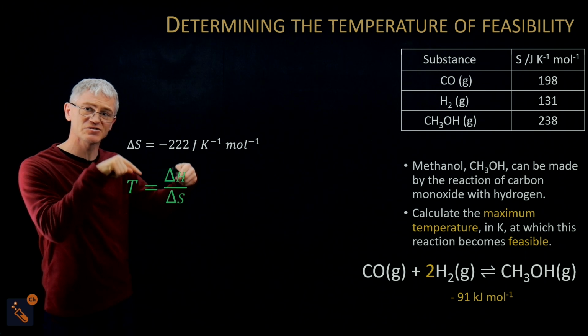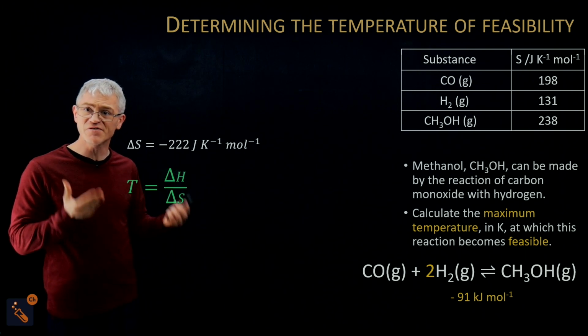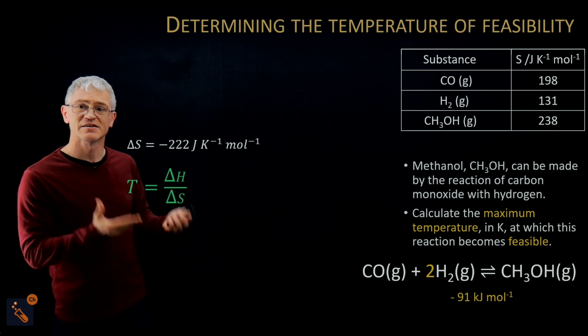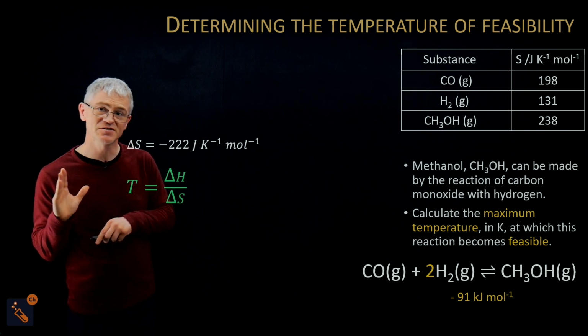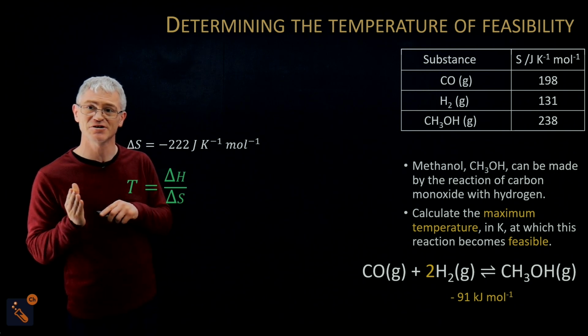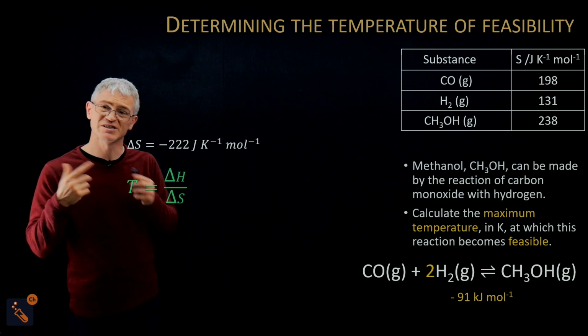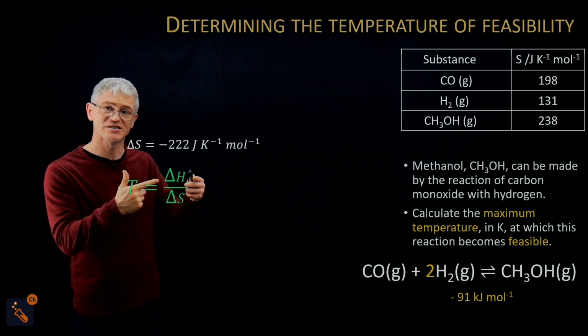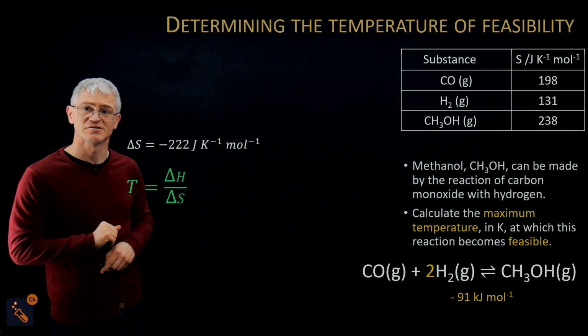I'm going to put it into delta H over delta S. So if you're ever calculating the temperature at which it is feasible, that's because remember we said in the first video, you assume to be feasible delta G is 0. So you rearrange the equation with delta G equals 0 to equals T. And if you rearrange it, it's delta H divided by delta S.